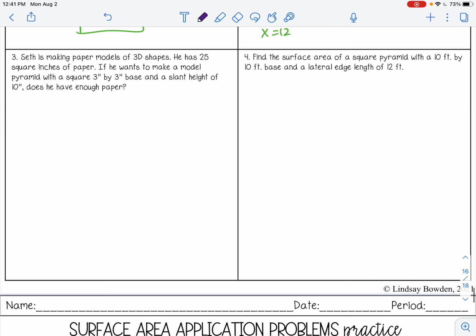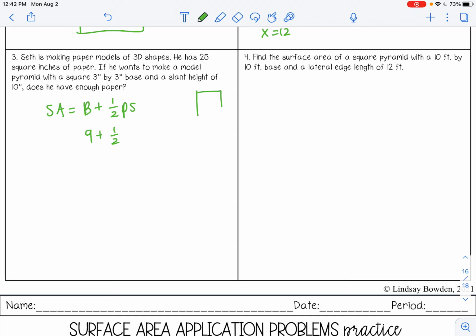All right, number 3. Seth is making paper models of 3D shapes. He has 25 square inches of paper. If he wants to make a model pyramid with a square 3 by 3 base and a slant height of 10, does he have enough paper? Okay, so let's use the surface area formula for a pyramid. Remember, that's 1/2 of the base plus 1/2 perimeter times slant height. So the area of the base, if it's 3 by 3, that would be 9.